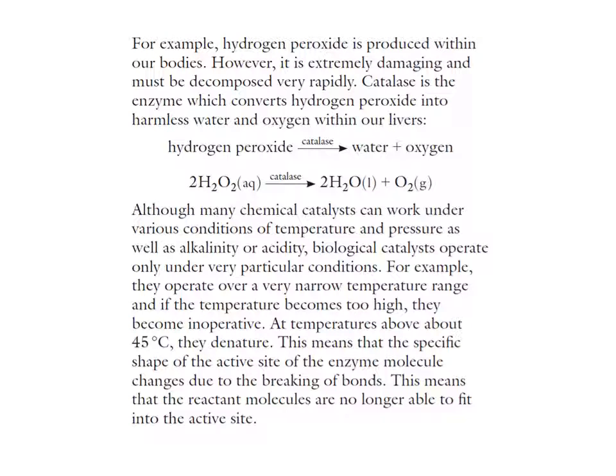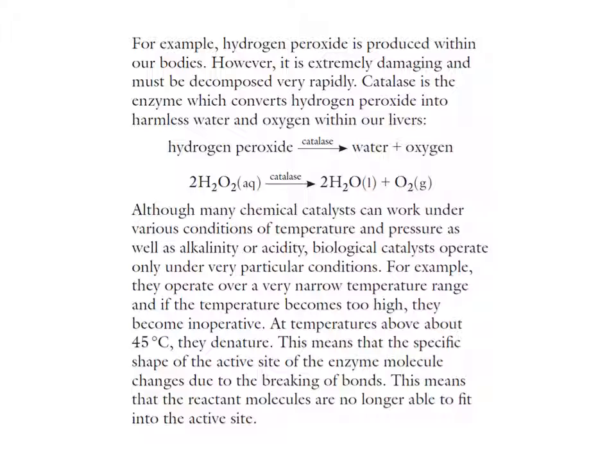Now we will take one example where enzymes are actually working. For example, hydrogen peroxide is produced within our body. However, it is extremely damaging and must be decomposed very rapidly. Catalase is the enzyme which converts hydrogen peroxide into harmless water and oxygen within our livers. So in our livers, the catalase enzyme converts hydrogen peroxide into water.